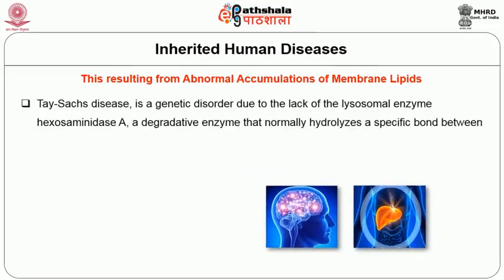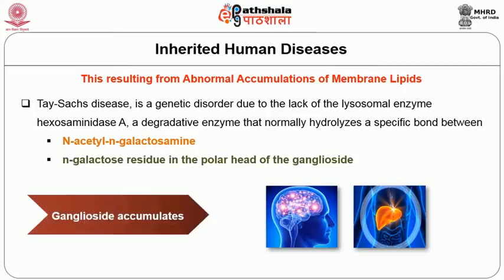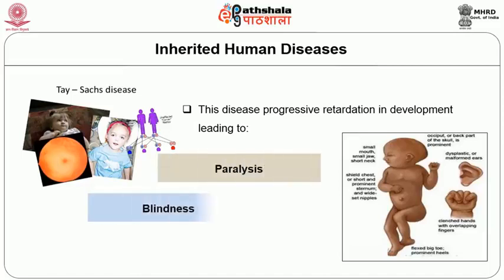Tay-Sachs disease is a genetic disorder due to the lack of the lysosomal enzyme hexosaminidase A, a degradative enzyme that normally hydrolyzes a specific bond between N-acetyl-galactosamine and galactosamine residue in the polar head of the ganglioside. This specific ganglioside accumulates in the brain and spleen, causing degeneration of the nervous system. If you look at this picture, the clinical manifestations of Tay-Sachs disease are progressive retardation in development leading to paralysis, blindness and death by the age of 3 or 4 years.